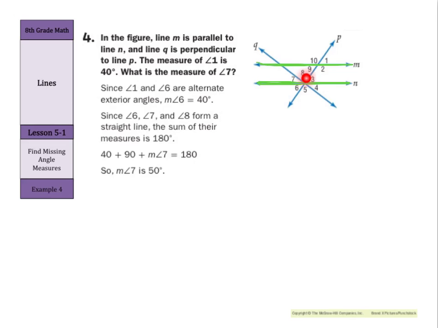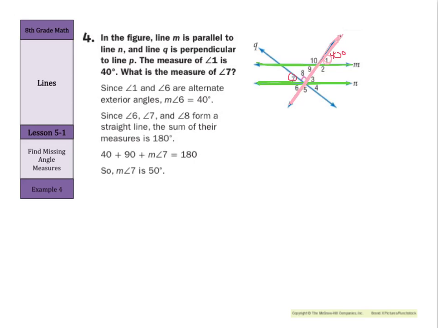The measure of angle 1 is 40 degrees. So we'll go ahead and write in 40 degrees. What is the measure of angle 7? So we're looking down here for 7. Now these can be a little bit hard to recognize at first, so let's go ahead and look at line P, which is our transversal. Again, I'll kind of color that in here to help us see this a little bit better. Here we have angle 1 at 40 degrees, and we need to get down there at angle 7. Well, that's not going to be easy to do.